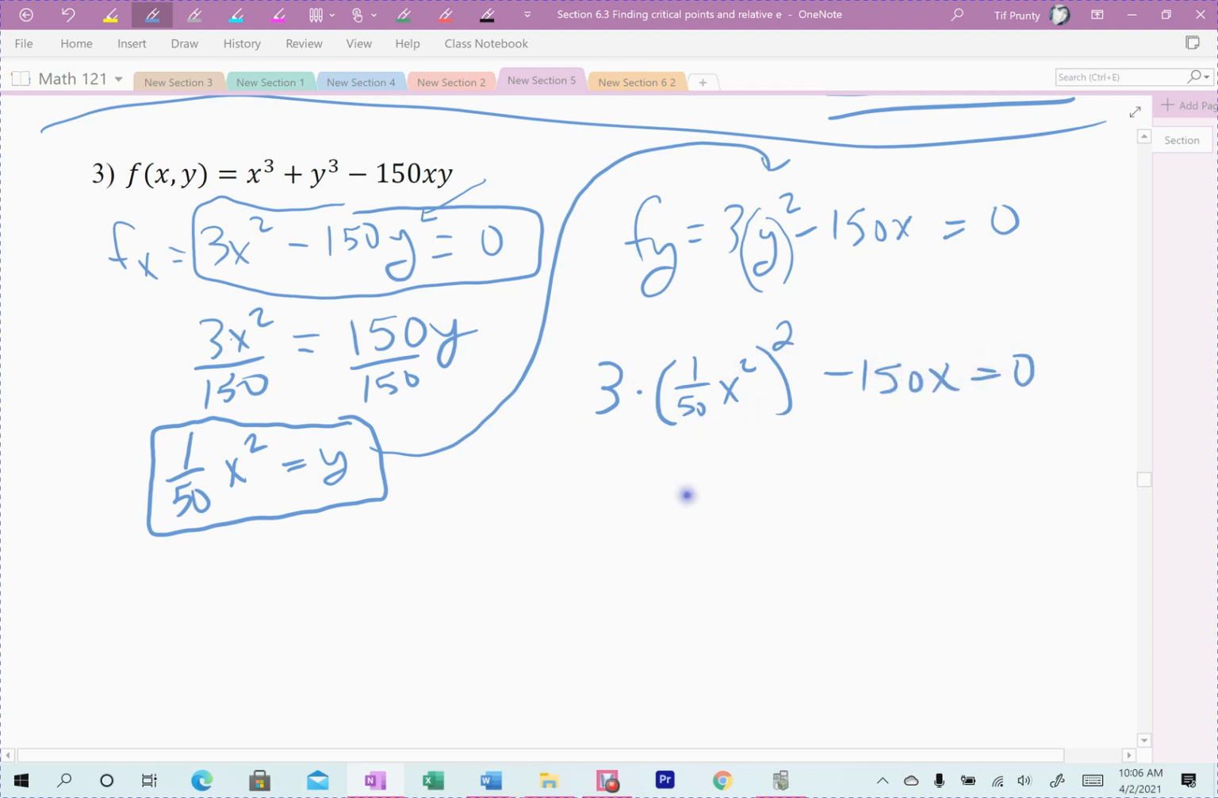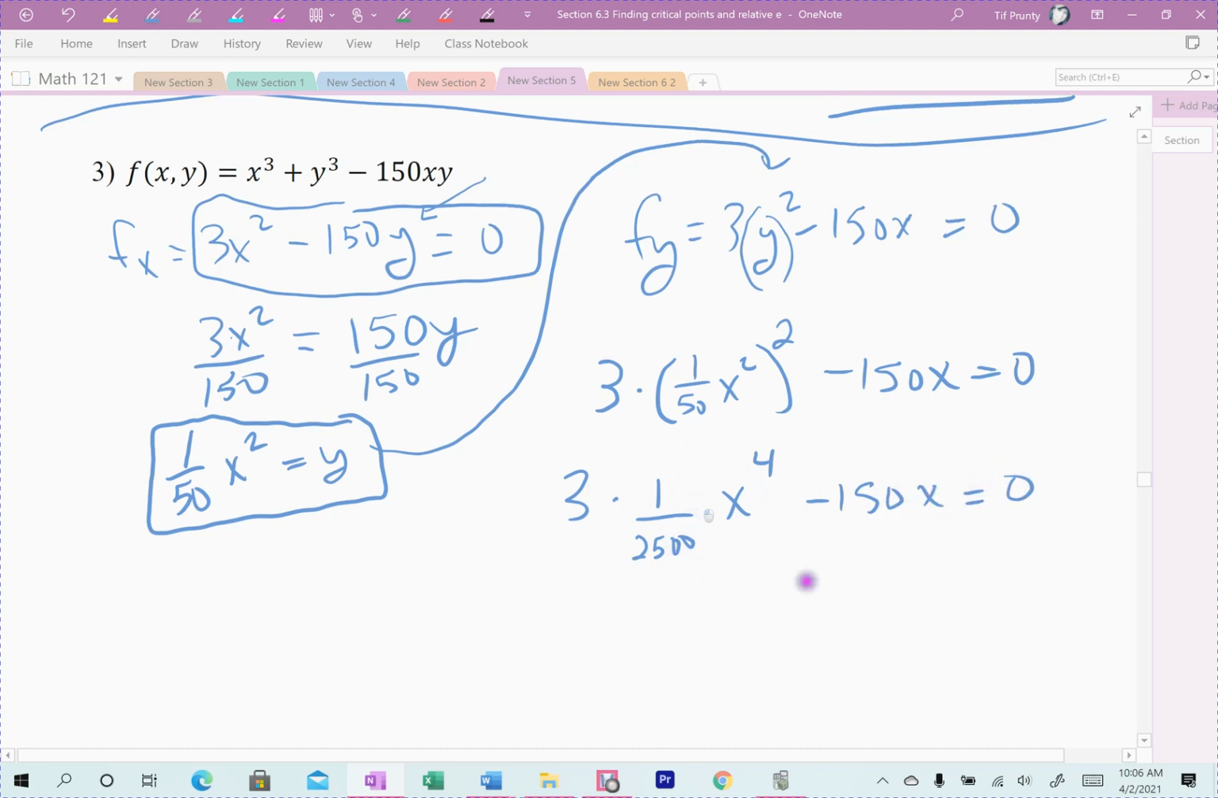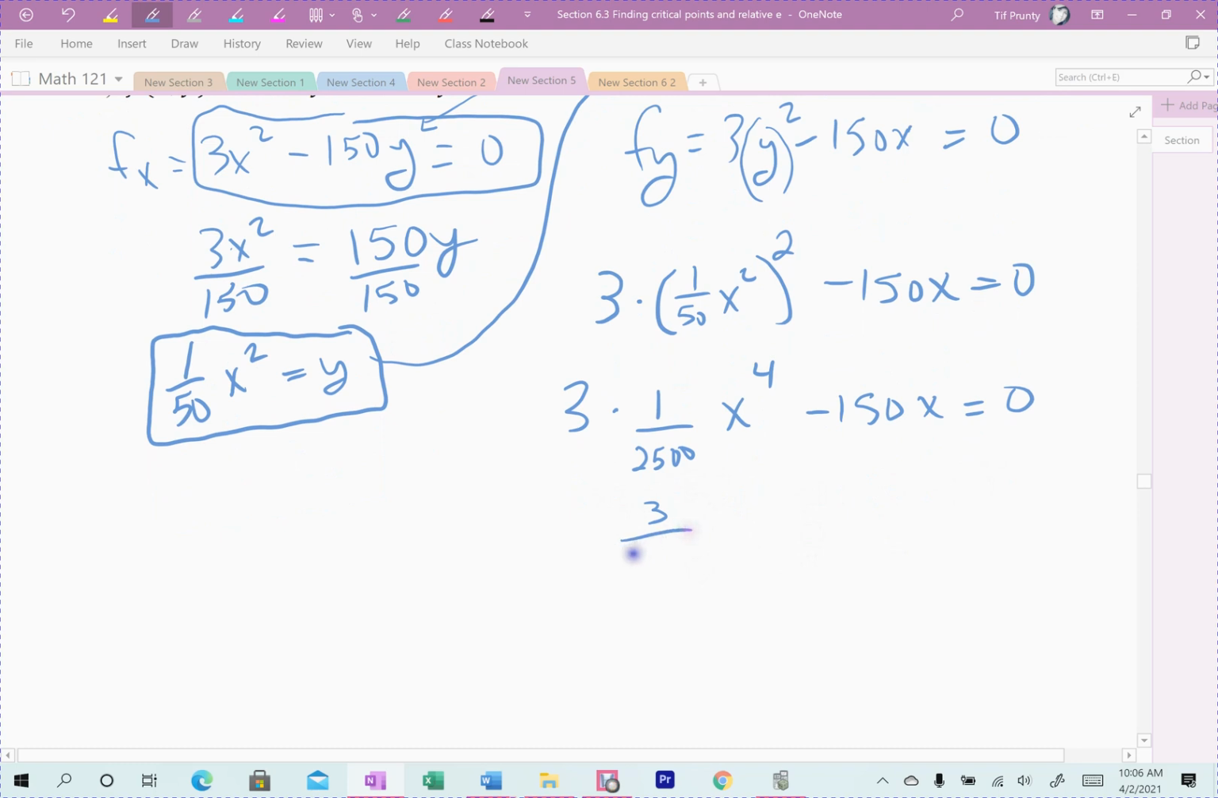Alright, so this is the tough part. First thing I'm going to do is I'm going to square. Remember, everything gets squared. The 1 gets squared, the 150 gets squared, and the x squared gets squared. And so when I square everything out, well, 1 squared is 1. 150 squared comes out 22,500. And x squared comes out x to the 4th. Still minus 150x equals 0. And then I'm going to just leave that fraction. Or you could reduce it if you wanted to.